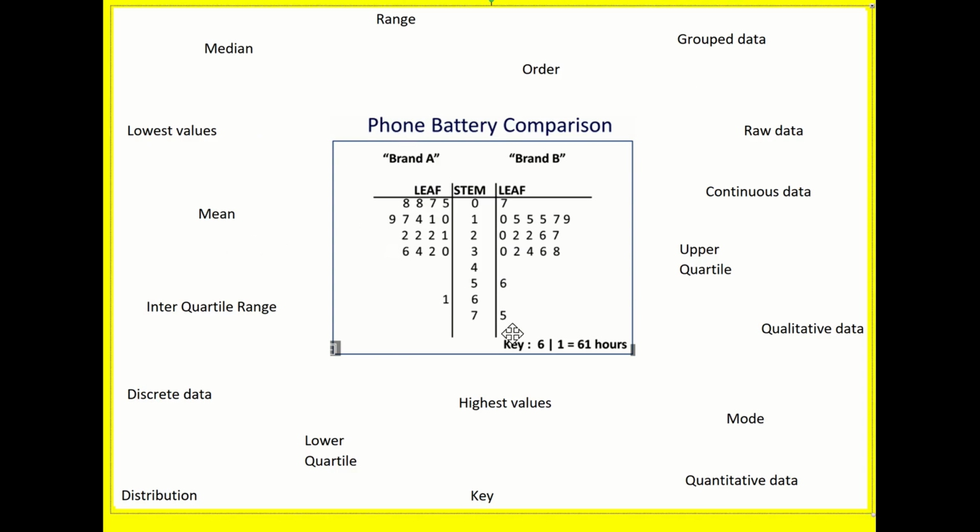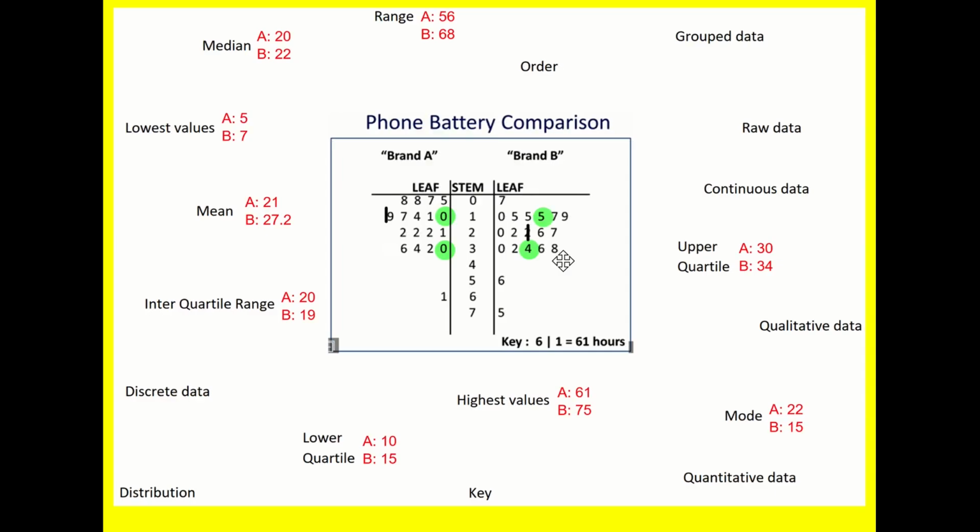Okay, I'm not going to go through all of this, but I'm going to give a little summary of my answers. We can find the highest and the lowest values very quickly. We can find the mean quite easily by adding the values up and dividing by how many there are. We can work out the mode by looking for the most common, 22, because I've got 3 lots of 2's here, and 15 for brand B.